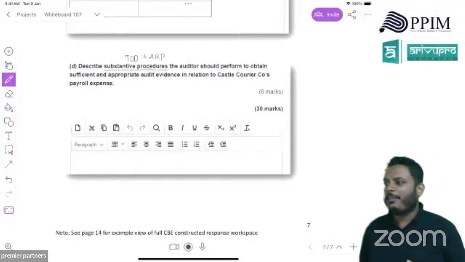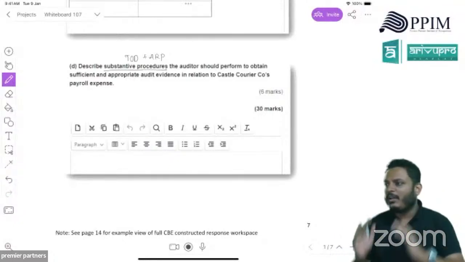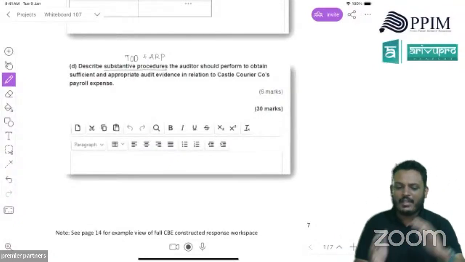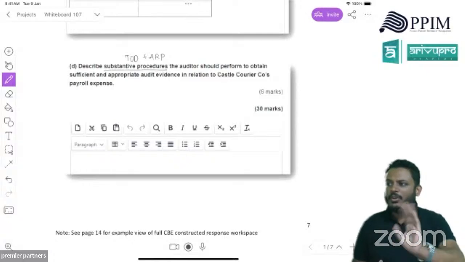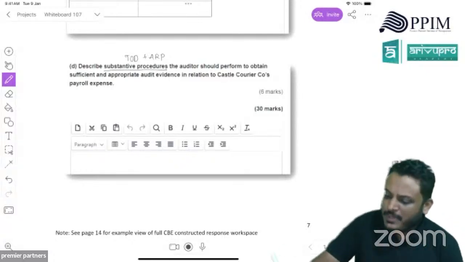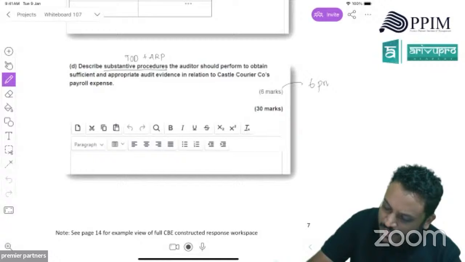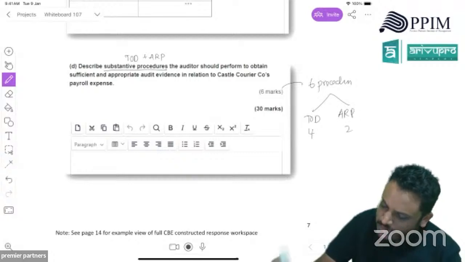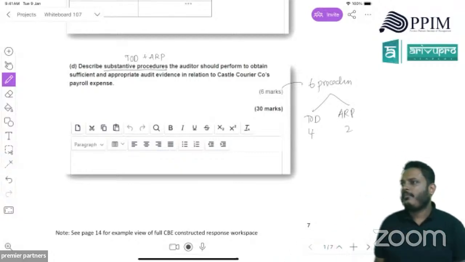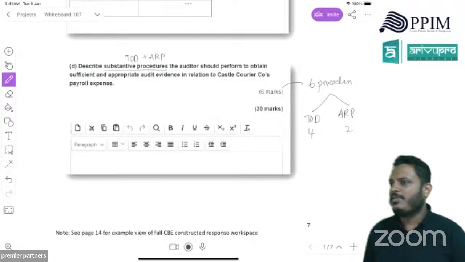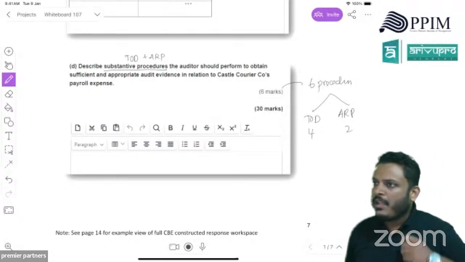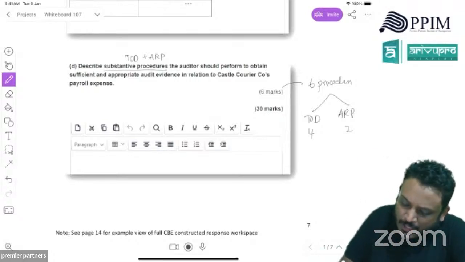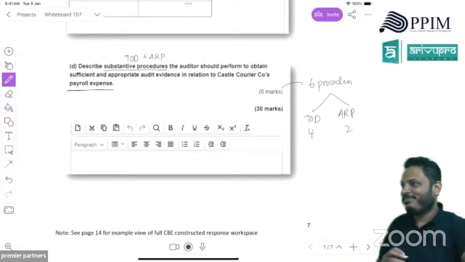It is easy to write ARP. Compare current year with previous year. Compare current year with budget figure. Compare current figure with industry figure. It is easy. But don't write too much. Let's say 6 marks means how many procedures you write? You should write 6 procedures. So the composition is 4 test of detail and 2 ARP. That is good. So they ask substantive procedures for payroll expense.